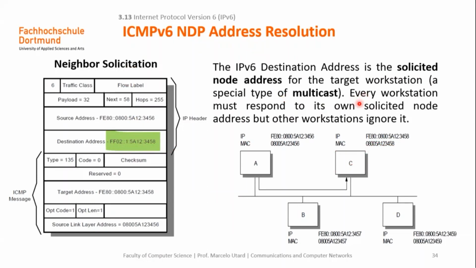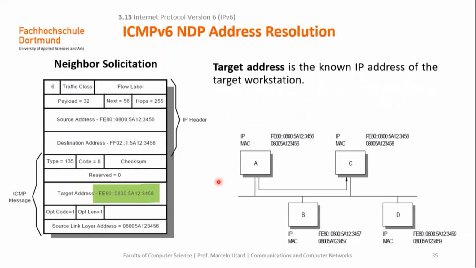Then the importance of the use of this particular multicast address is that only the destination host will listen and respond to the neighbor solicitation. This is a main difference, for instance, with the ARP protocol used in IP version 4.